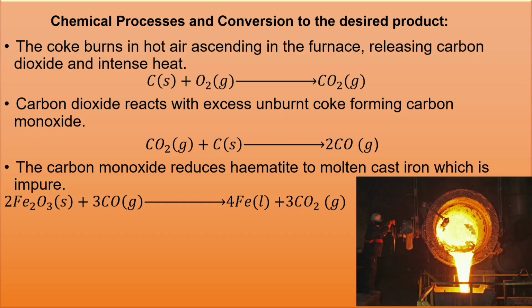The coke burns in hot air ascending in the furnace, releasing carbon dioxide and intense heat. Carbon dioxide reacts with excess unburnt coke, forming carbon monoxide, and the carbon monoxide reduces the haematite to molten cast iron, which is impure. The carbon monoxide acts as a reducing agent, reducing iron 3 oxide to iron, and itself oxidized to carbon dioxide. In the picture there, we have molten cast iron being shown.